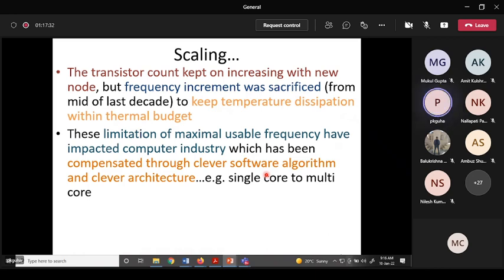Now if I keep on talking about this scaling thing, which is very important and which ultimately led to nanoelectronics research, you see the transistor count kept on increasing with each new node. What is a new node? Do you know what a node is? Any of you know what a node is?